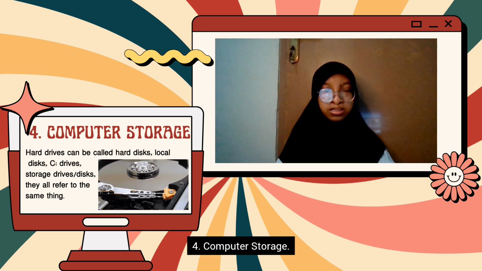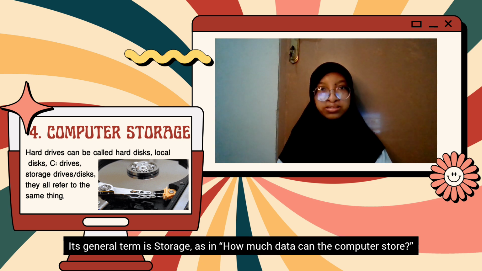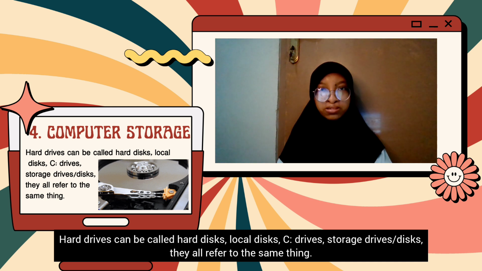4. Computer storage. Inside the computer, all your documents, pictures, music, etc. are saved onto a device called a hard drive. Its literal term is storage, as in how much data a computer can store. A hard drive can be called hard disk, local disk, C drive, storage drive, or disk. They all refer to the same thing.